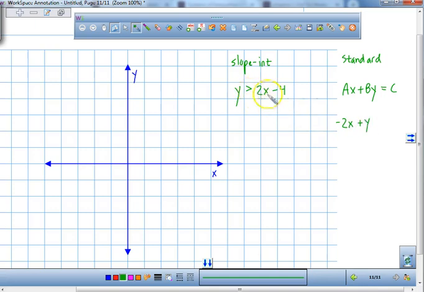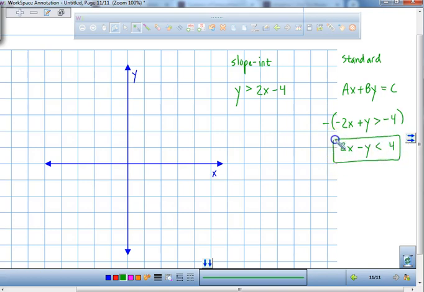Okay, that's the first thing. Now, by the way, in standard form you're never allowed to have a negative in front of the x. So what would I have to do? I have to multiply everything by a negative. So this would be 2x minus y. The inequality sign would go from greater than to less than, and a negative times a negative is a positive. So I'm just letting you know, this graph in standard form would look like this.